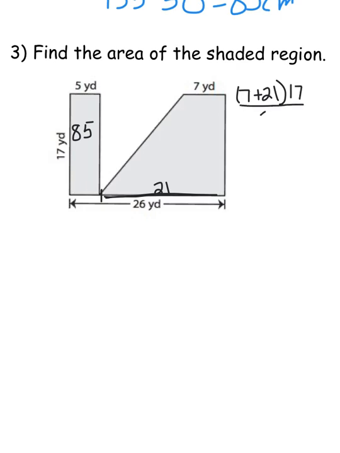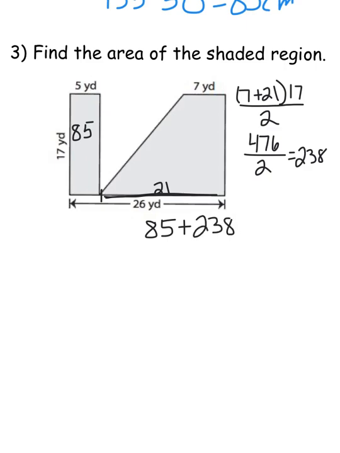And then we have to take all that divided by 2. So we would have 28 times 17, which would be 476. And then we take that, divide it by 2. And that's 238. And then I would just take 85 plus 238. And that's going to give me an area of 323 yards squared. That's one way you can do it.